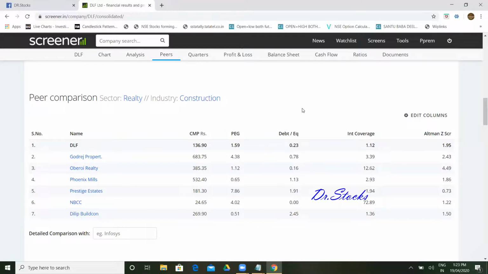So the Altman Z score works comparatively with debt to equity and interest coverage ratio. Kindly keep in mind that the Altman Z score alone is not the guiding factor to choose stocks. Along with that, you have to keep in mind the debt to equity and interest coverage ratios.